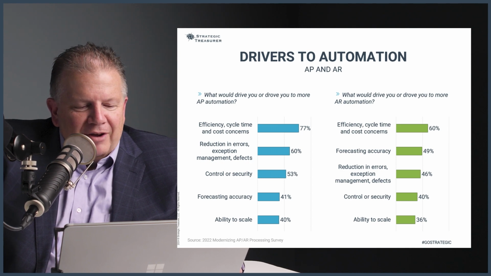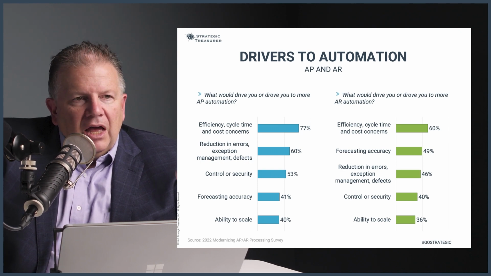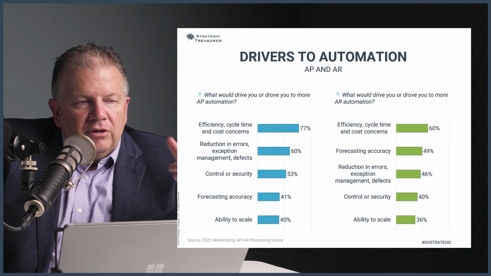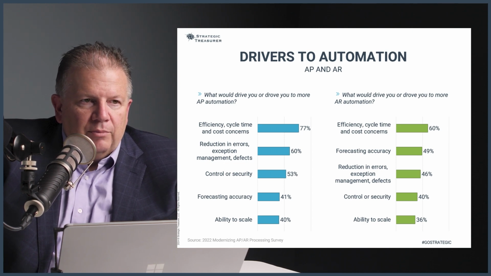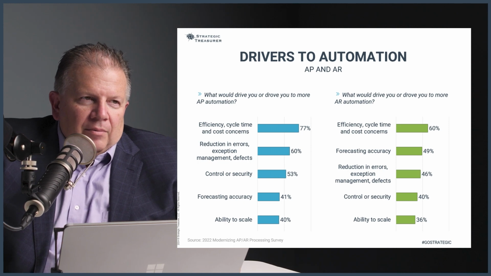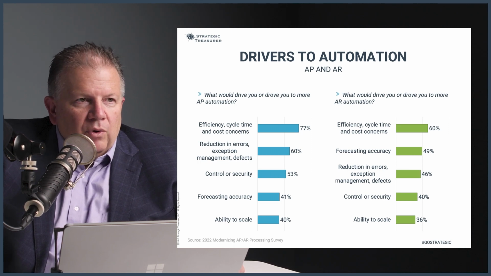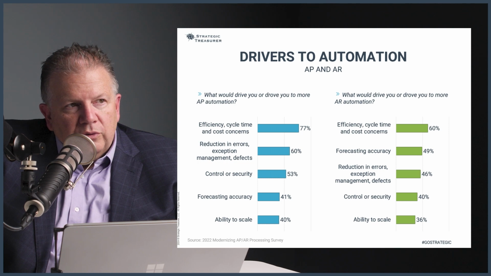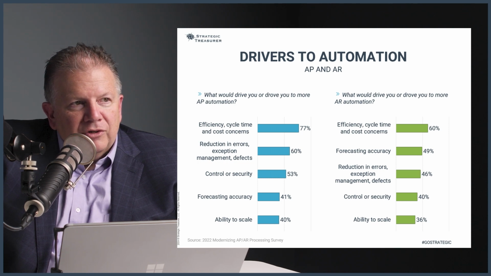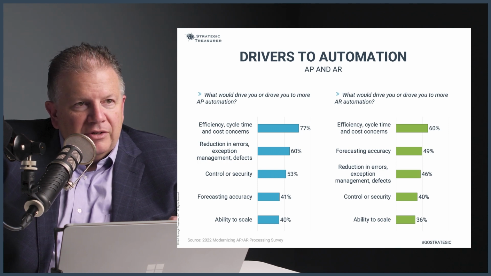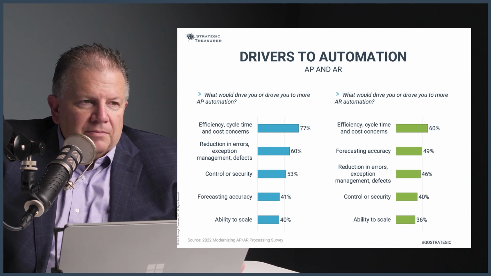All right, so what are the drivers to automation? I want to point out a couple things here. You'll get these slides afterwards, so you'll be able to look through these numbers. Maybe you've seen these numbers before. But on the left-hand side, it's about AP. What would drive you, or what drove you to using more AP automation? Pretty interesting. And then the right side is the same thing, but for AR automation, so payments and receipts.